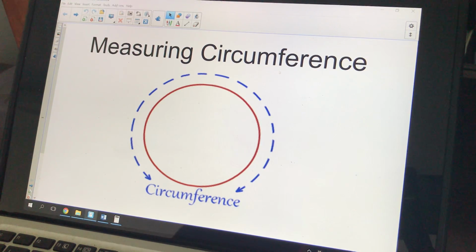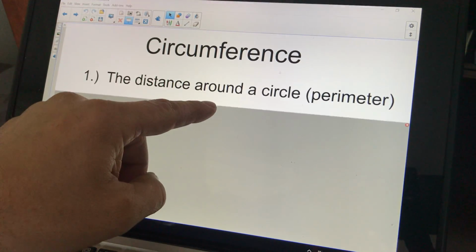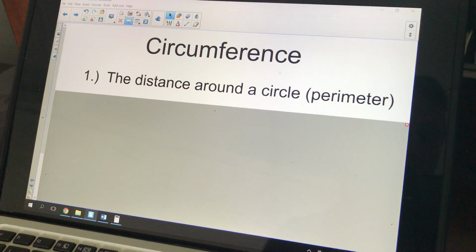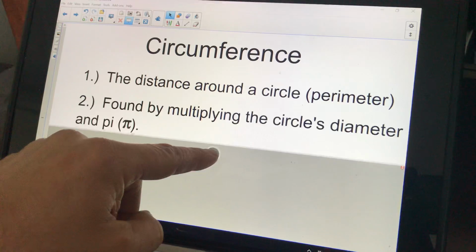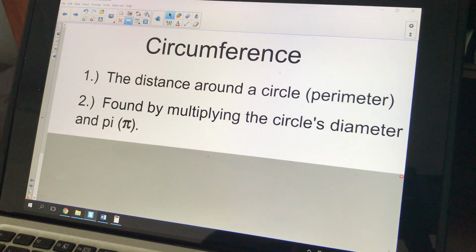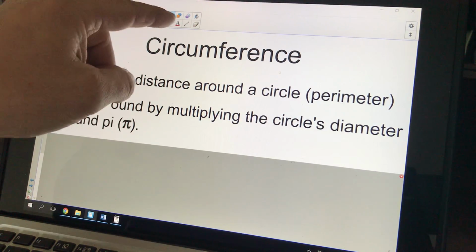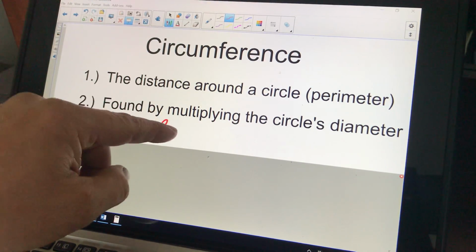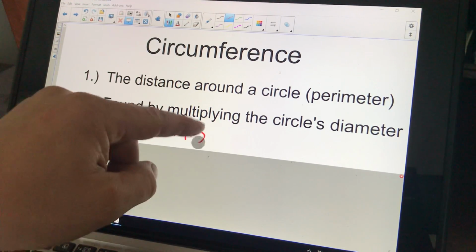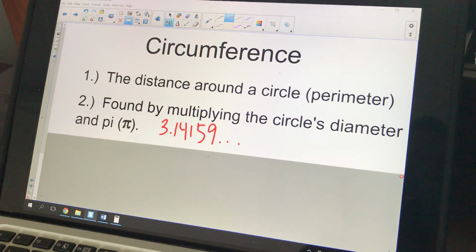But today, measuring circumference. So, what is circumference? Well, it's the distance around a circle. Around any other two-dimensional object, we would call it a perimeter, but for a circle, we call it circumference. It's found by multiplying the circle's diameter, something that we learned in the last section, and pi. Pi, as you know it, 3.14159, and so on. It is an irrational number that keeps going.